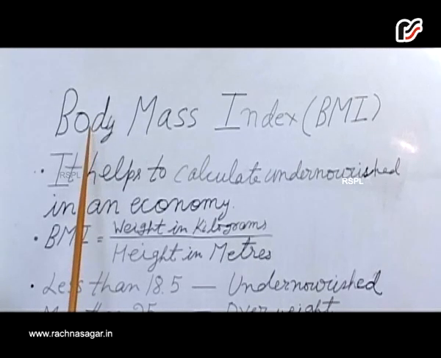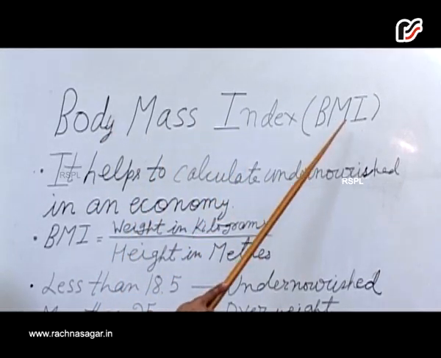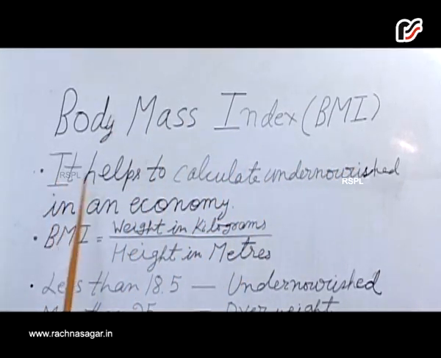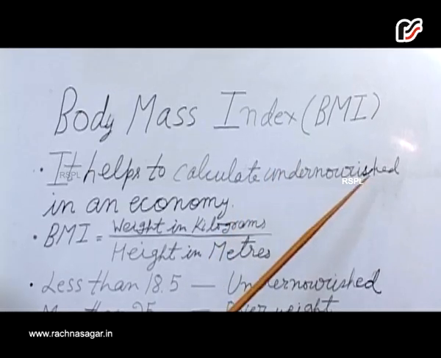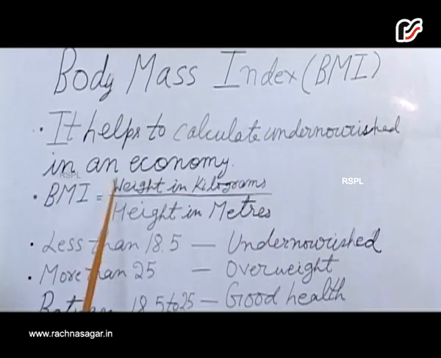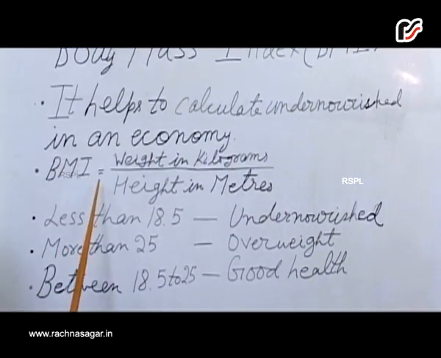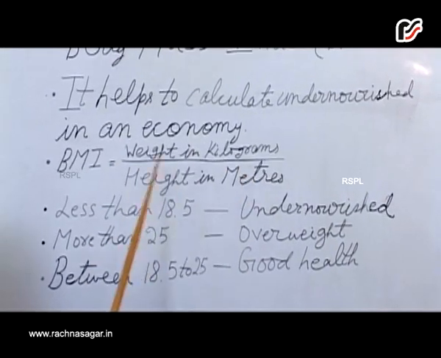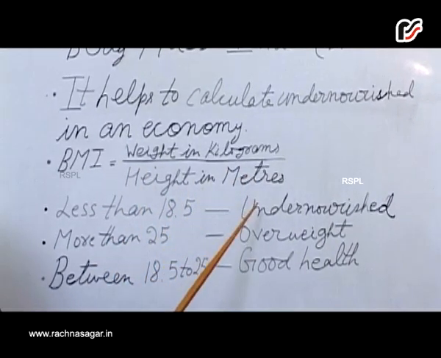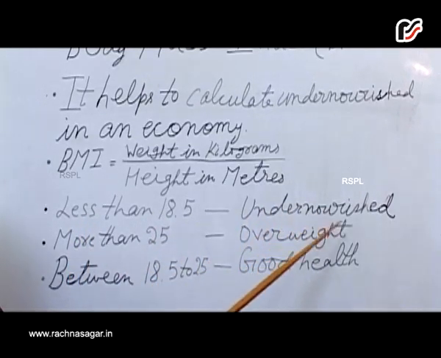Now we will study body mass index, BMI. It helps to calculate undernourishment. In an economy, BMI is equal to weight in kilograms divided by height in meters squared. Less than 18.5 comes under undernourished. More than 25 is overweight. Between 18.5 and 25 is good health.